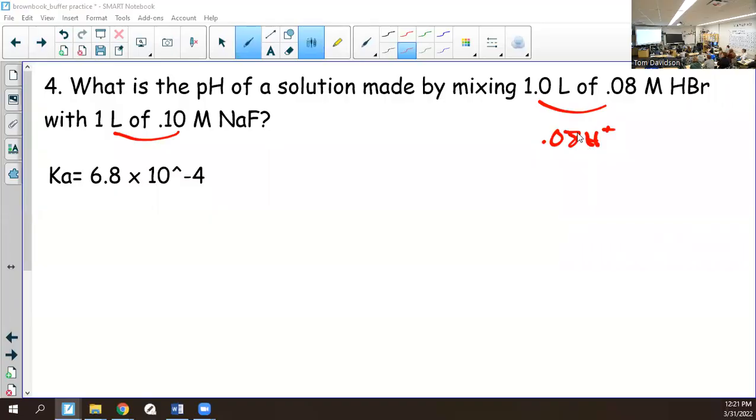All right, here we go. Thank you. 0.08 of H plus, right? I mean, I try to make it easy, but they're just ones. All right, 1 times 0.1 is 0.1 F minus. All right, there you go.